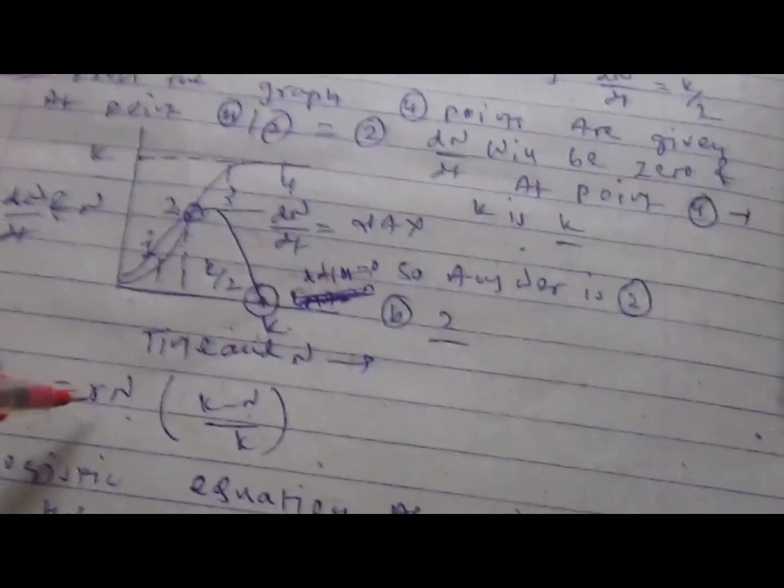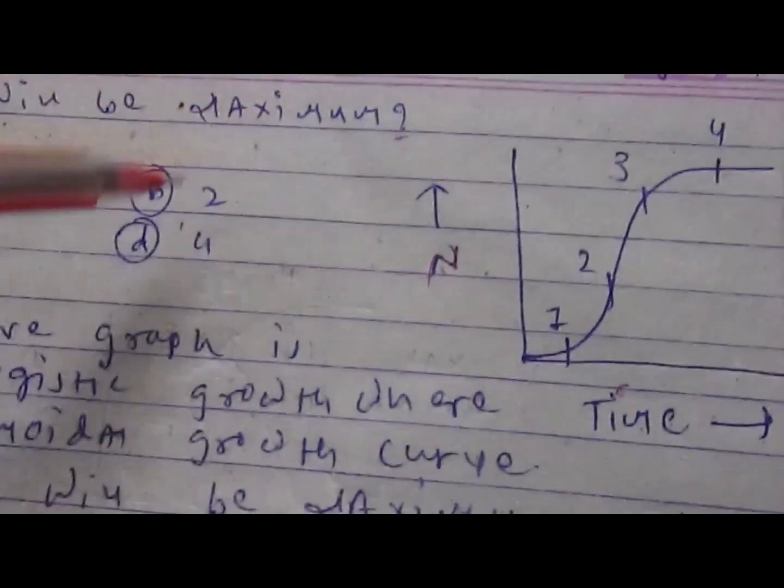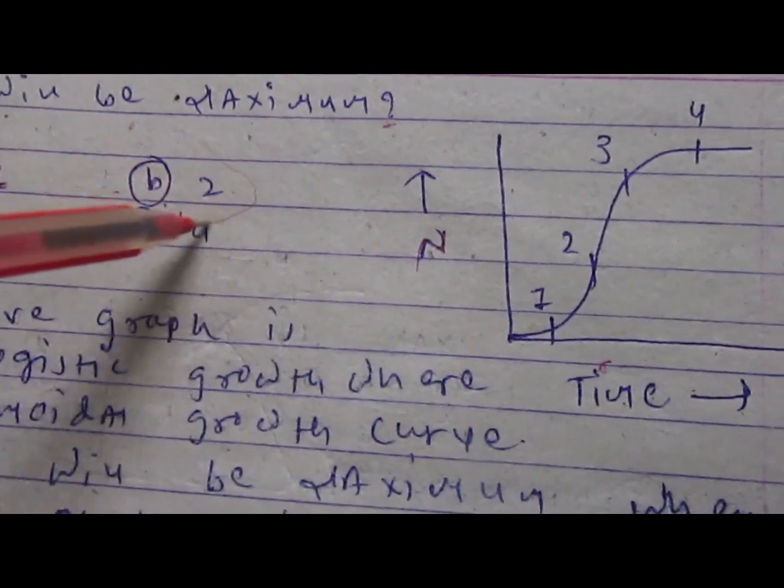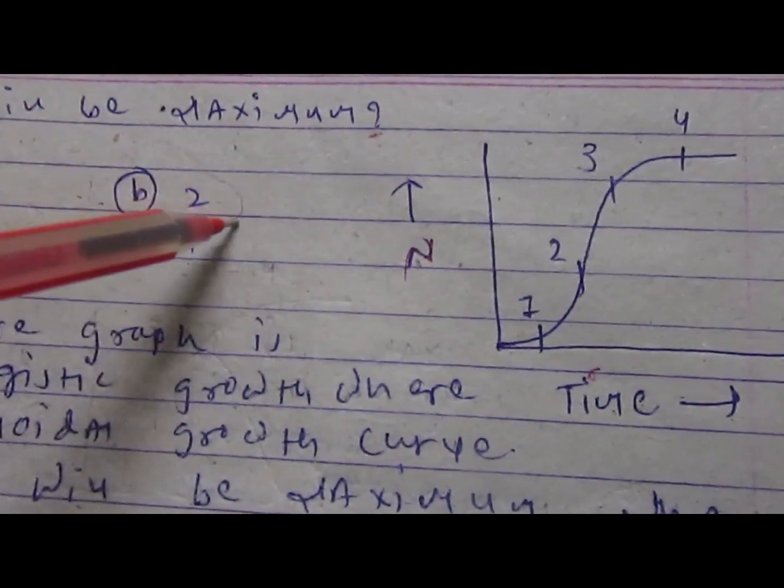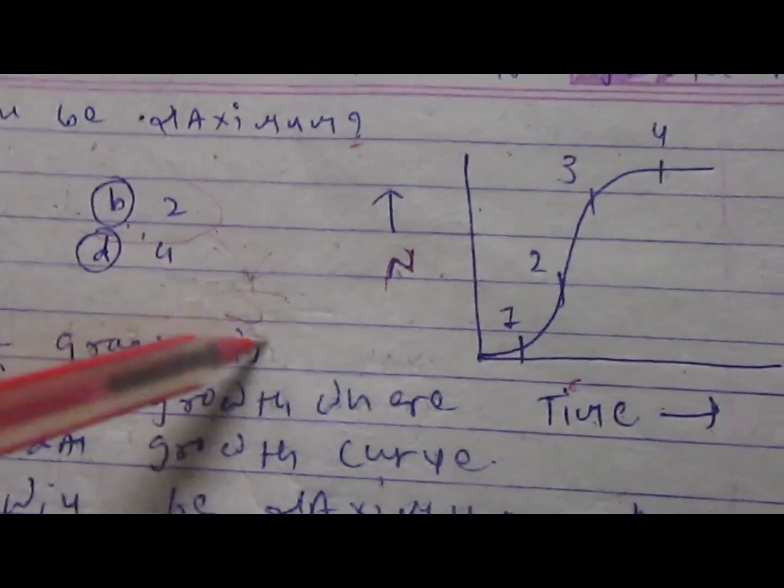So the answer is point 2, where the maximum growth rate is achieved and the population reaches half of its carrying capacity.